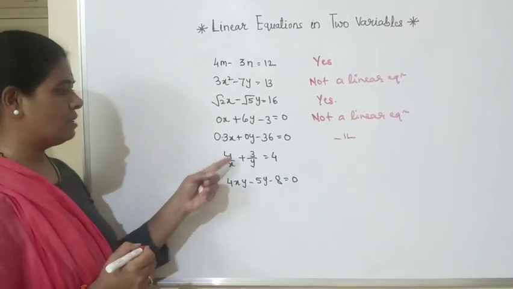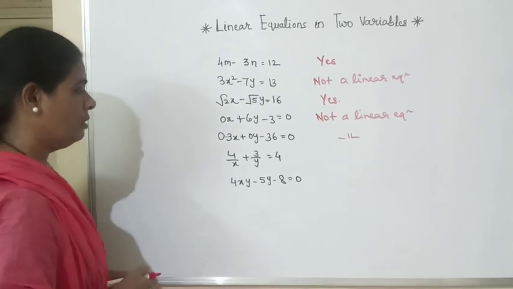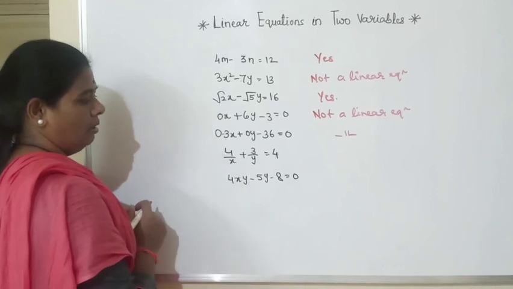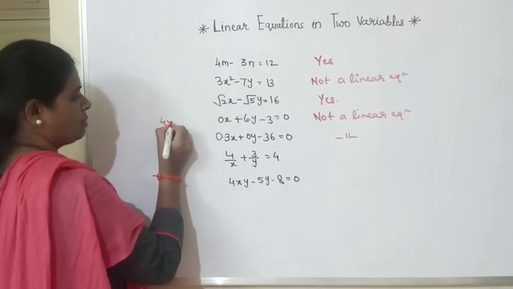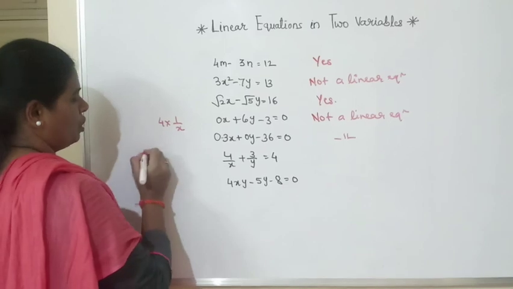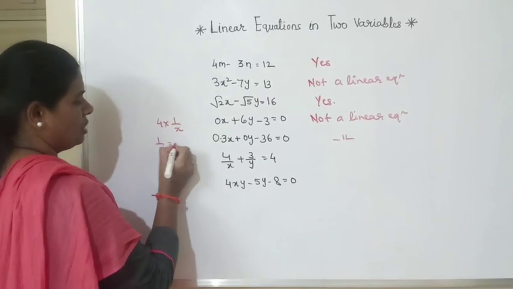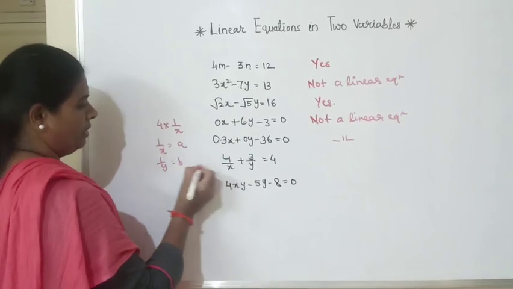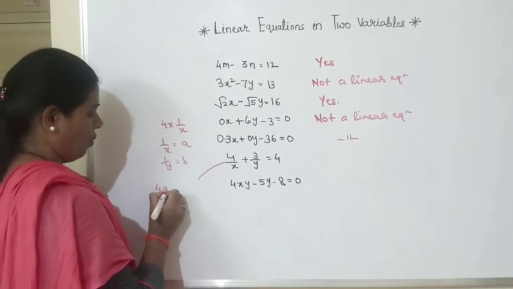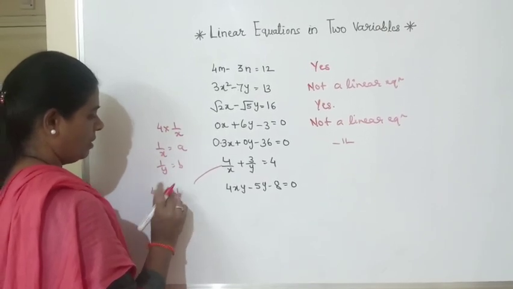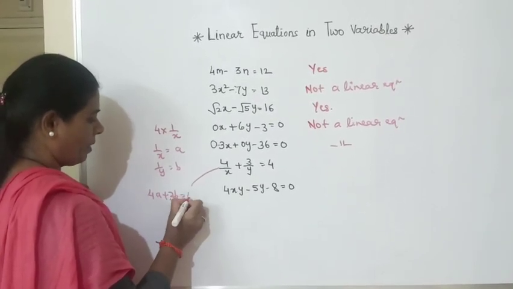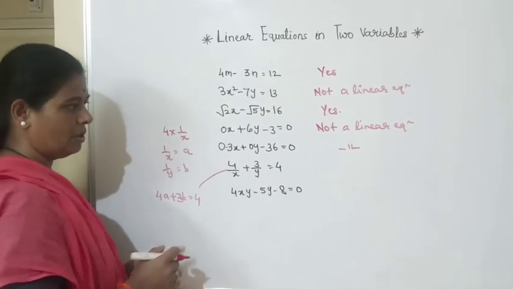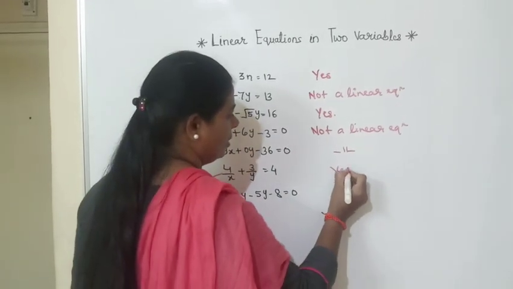Next is 4 upon x plus 3 upon y equal to 4. Now this is a linear equation. Why? Because even though we see here 4 upon x, 4 upon x means 4 into 1 upon x. So if we consider that 1 upon x is equal to a and 1 upon y is equal to b, then this equation will become 4a plus 3b equal to 4. So we can convert this equation into a proper linear equation, and so the given equation is a linear equation.